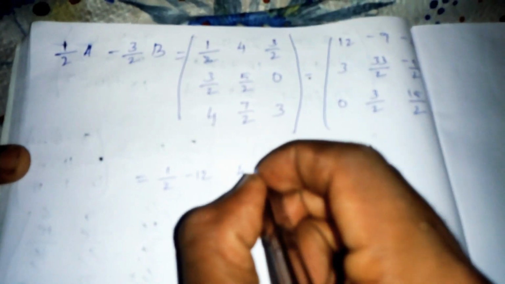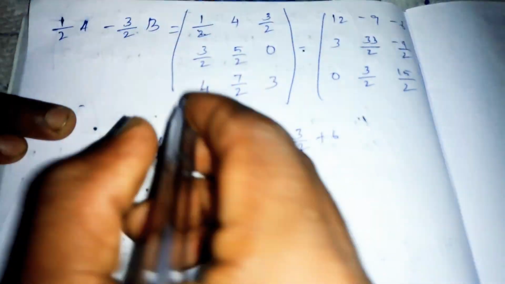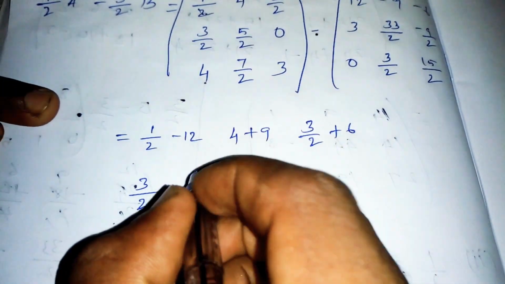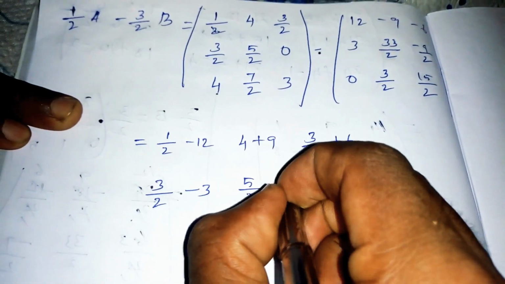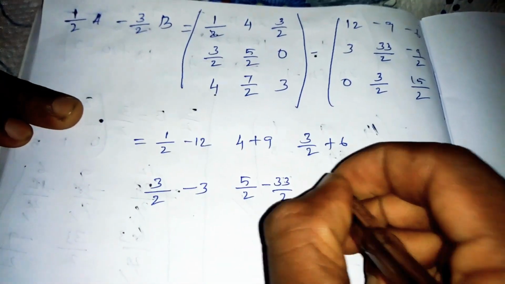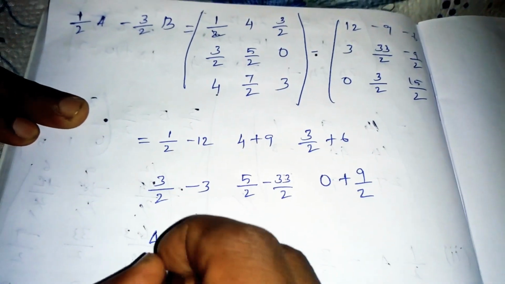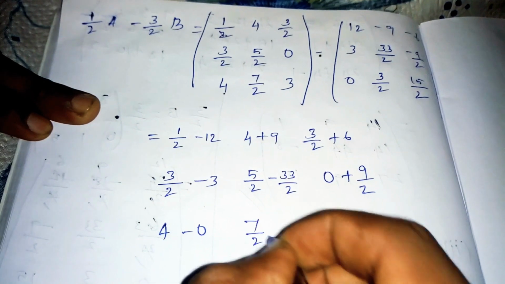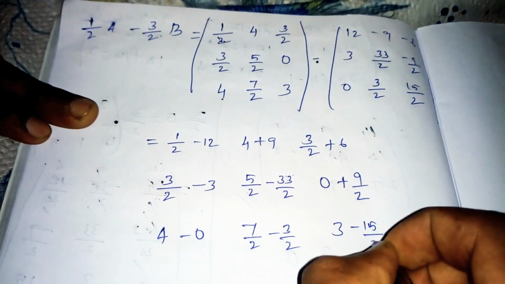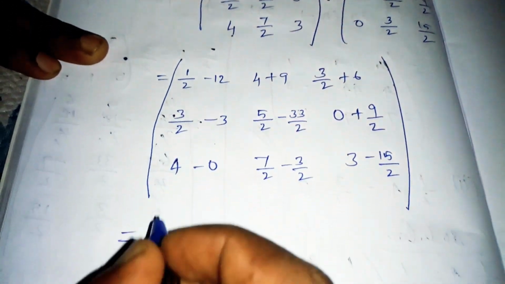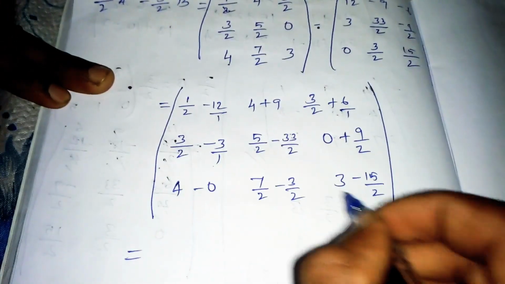Again, 4 minus into minus plus 9. 3 divided by 2 minus into minus plus 6. Again, 3 divided by 2 minus into plus minus. Again 5 divided by 2, again plus into minus, minus 3 divided, 33 divided by 2, again 0, again minus into minus, plus 9 divided by 2. Last one, 4 minus 0, then 7 by 2 minus 3 by 2, then 3 minus 15 divided by 2. Again, now they are not equal, this one and this one and this one and this one.